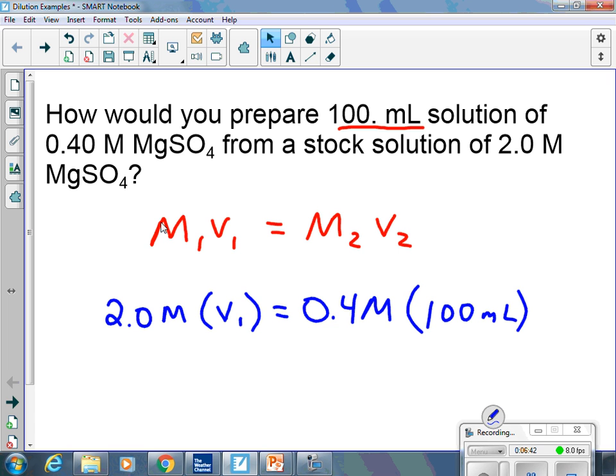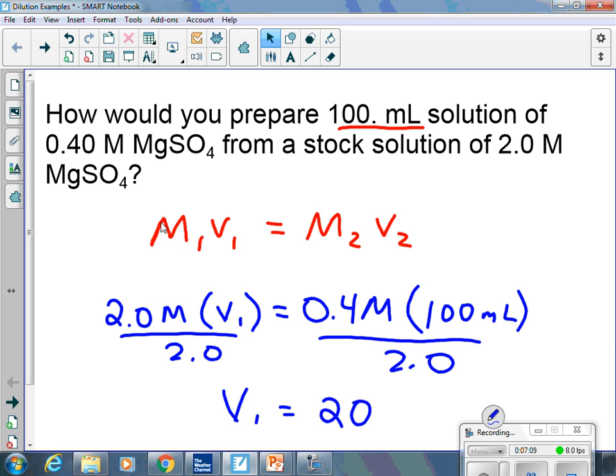So, using your math skills, can you solve for V1 here? Absolutely. We divide both sides by 2.0. So when I come up, I have V1 is equal to 20. How many sig figs? I got 2 sig figs, so I put a dot after that. What's my label? Milliliters.